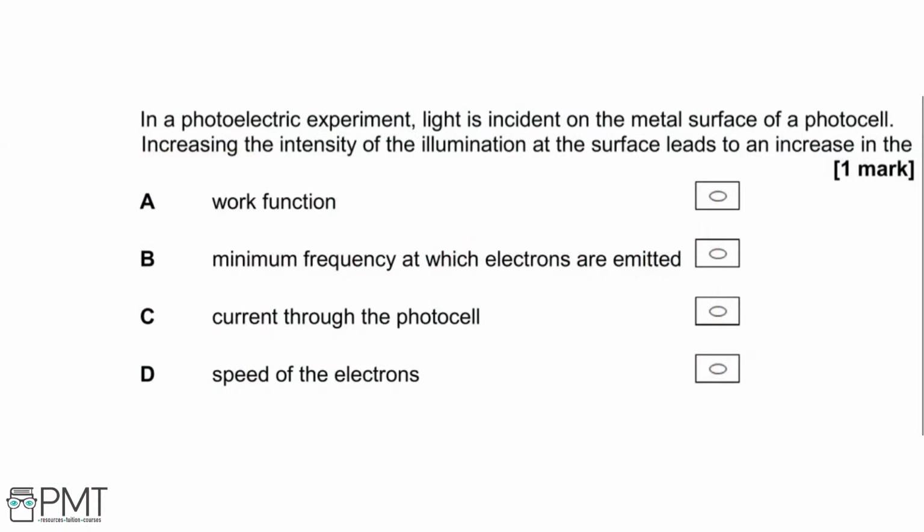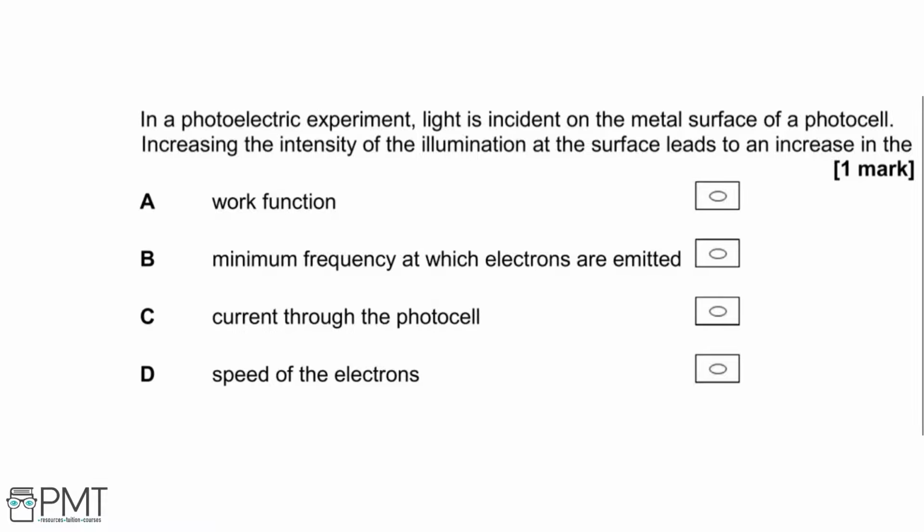So for this multiple choice question, you're required to know what effects the intensity of radiation has on the photoelectrons that are emitted. What we'll do is we'll just go through each option and identify why the three incorrect ones are incorrect and why the correct one is correct. So starting with option A, the work function.